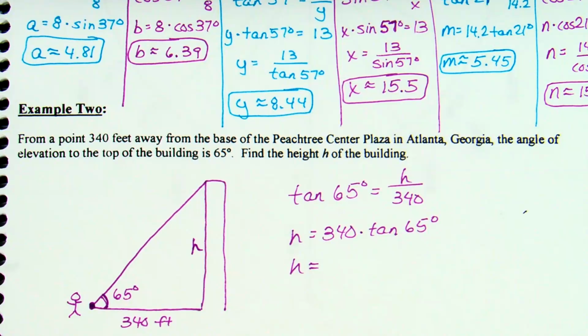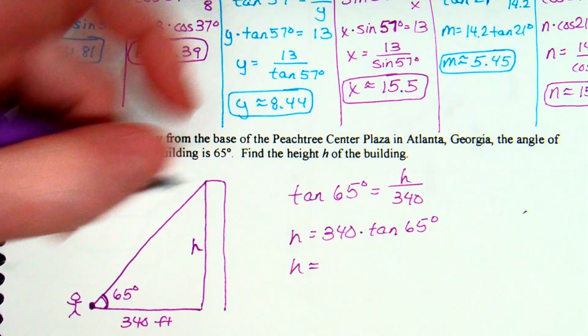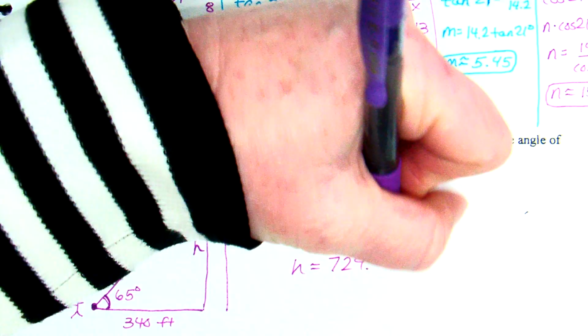Keep in mind, we're multiplying 340 by something. 729.